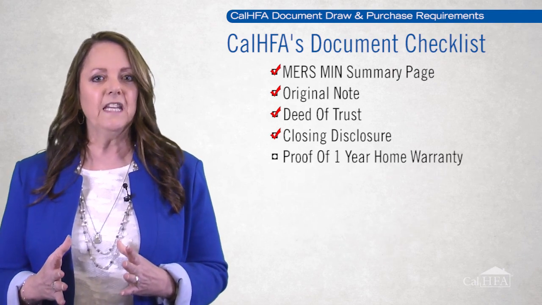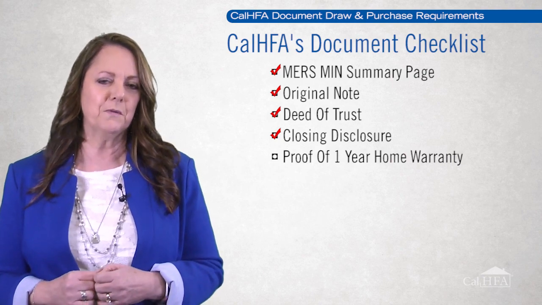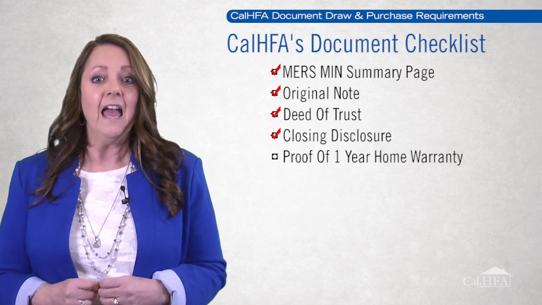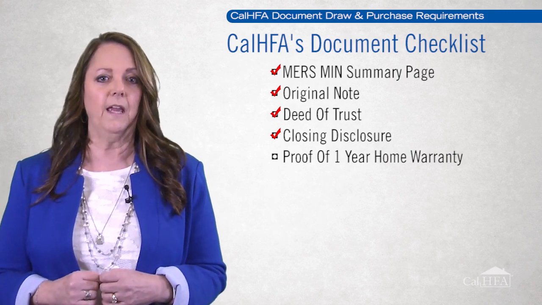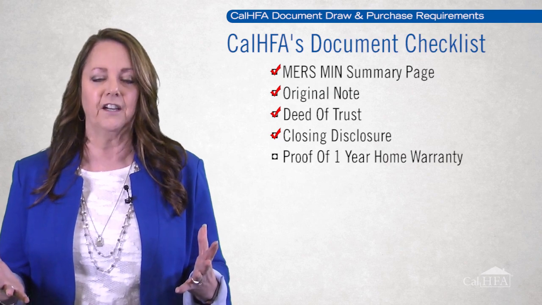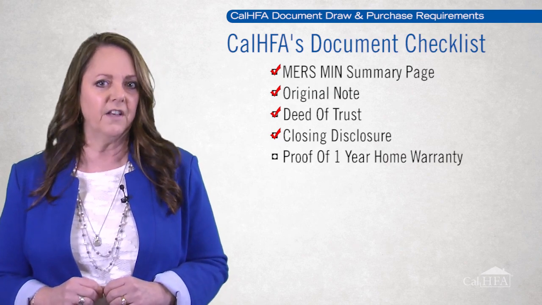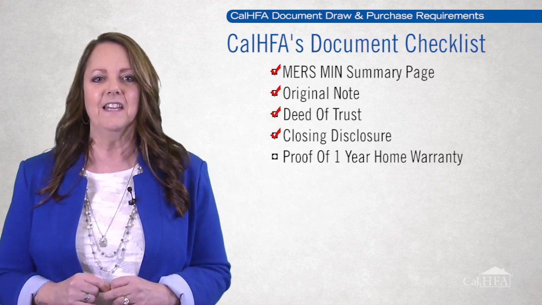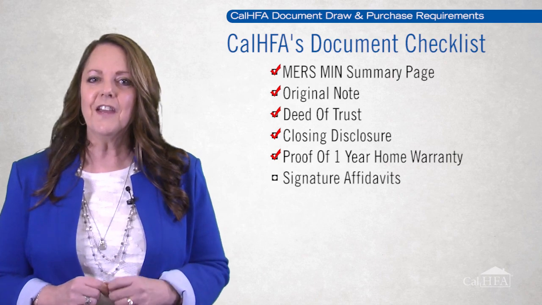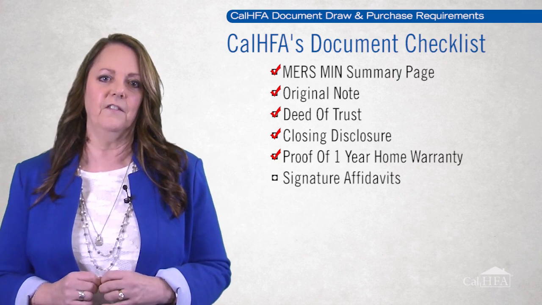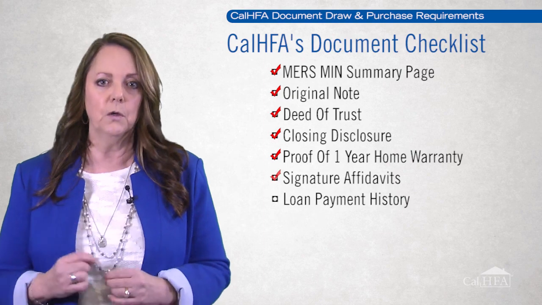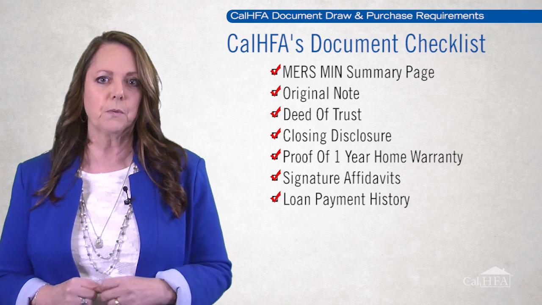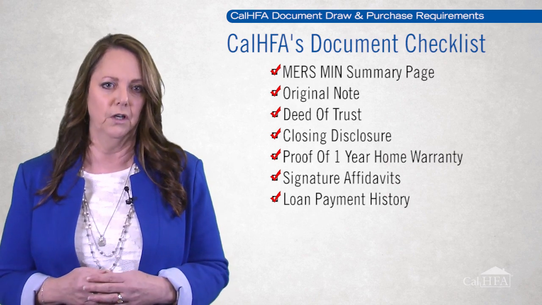The next document we need is proof that a 1-year home warranty was purchased. If the 1-year home warranty was paid through escrow and is listed on the closing disclosure as paid, no further documentation is necessary. If not, please provide evidence that the home warranty was paid and that the coverage requirements have been met. CalHFA also needs signature affidavits for all borrowers and a loan payment history if any loan payments or principal reductions were made on the first or any subordinate loan.